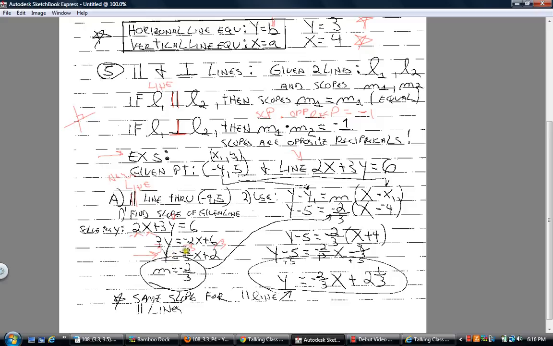Y equals -2/3 x plus 2. So y equals -2/3 x plus 2. Okay, so if we want a slope that's parallel to it, we found it. M equals -2/3. Okay, that's half the battle. Now I chose to go back to method 1. You could use method 2 from before, but I'll stick with the way I did it here.